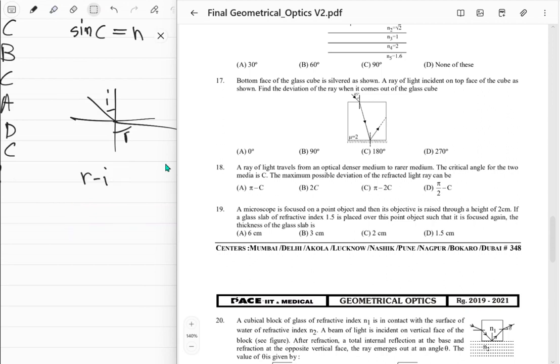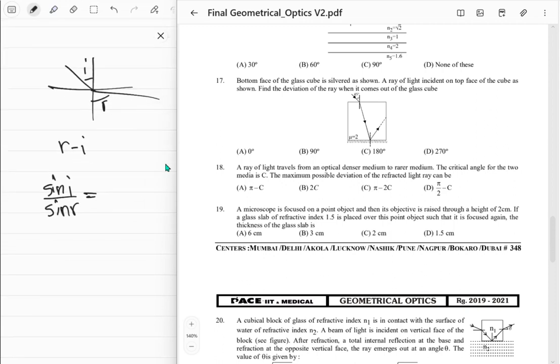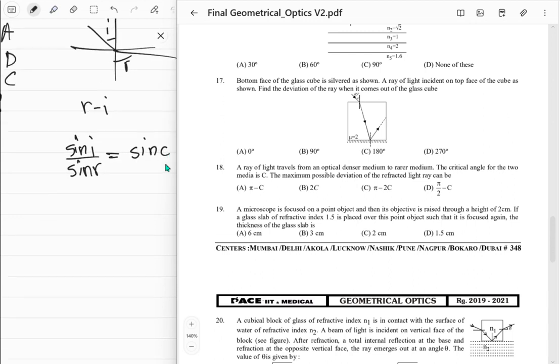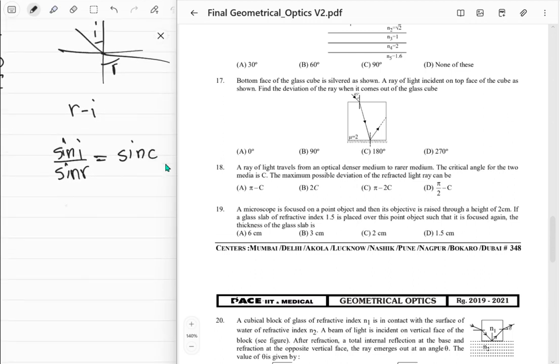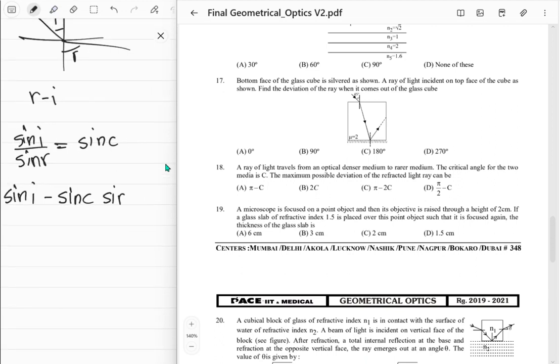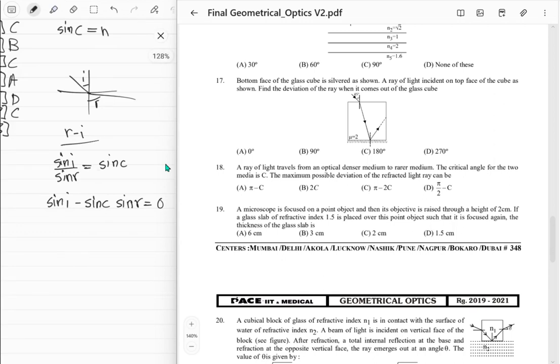Then you just got sine I upon sine R is equal to the index of this rarer medium with respect to the denser medium, which is, guess what, sine C, right? So that just means this is our constraint. So sine I minus sine C times sine R is equal to 0, and we want to maximize this function. Yeah, isn't there some easier way of doing this though?